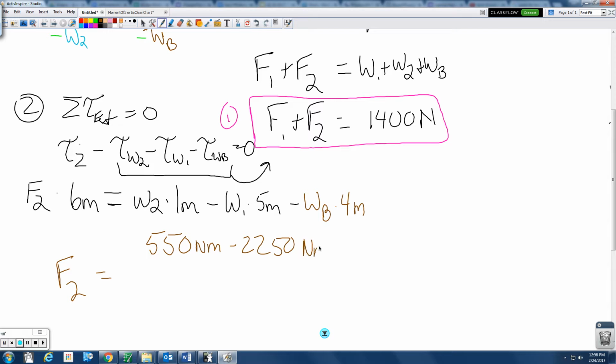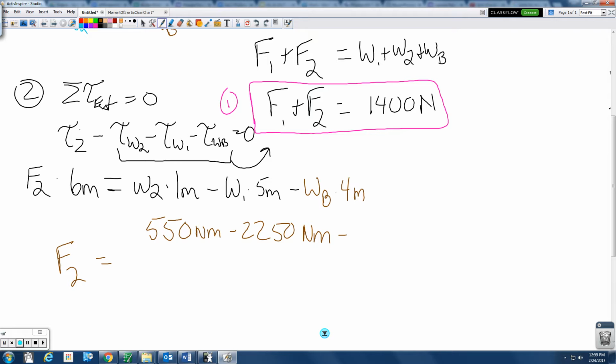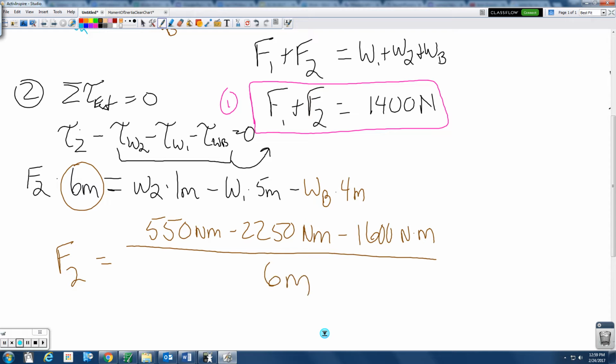Newton meters, and then the weight of the bar, 400 times 4, so it's 1,600 Newton meters. Okay, and this is all divided by this value here. Divide both sides by 6 meters. We get Newton meters divided by meters is newtons.